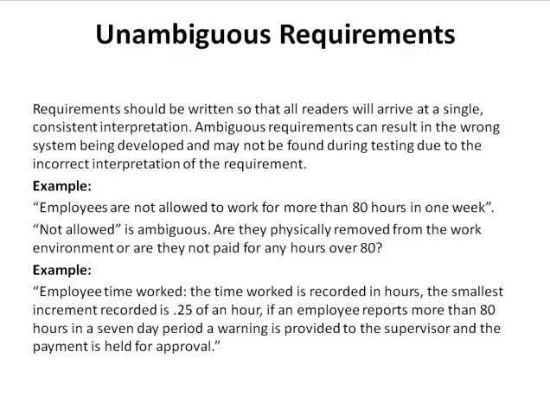Employee time worked. The time worked is recorded in hours. The smallest increment recorded is 0.25 of an hour. If an employee reports more than 80 hours in a 7-day period, a warning is provided to the supervisor and the payment is held for approval. So what we're saying here is clearly how you record the hour, what increments you record it in, and the fact that an employee can in fact report hours over 80, but the supervisor is going to have to approve it before they actually get paid for those hours.